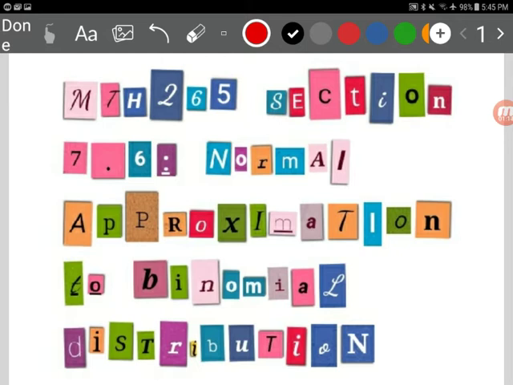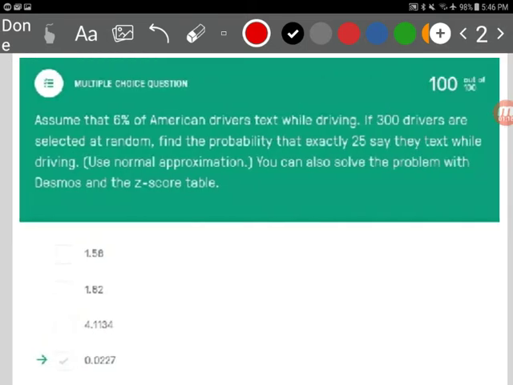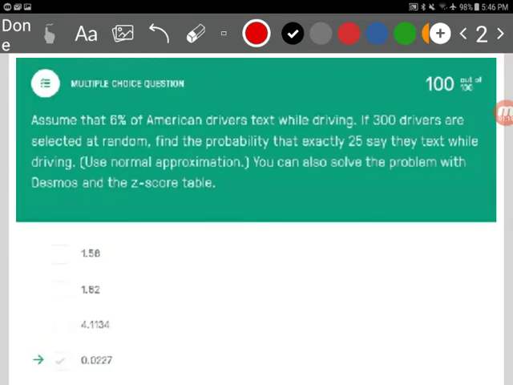In this example, I want to talk about the keyword "exactly." You have to complete the task just a little bit differently. The question says, assume that 6% of American drivers text while driving. If 300 drivers are selected at random, find the probability that exactly, it doesn't say at least or at most, exactly 25 say they text while driving. Use normal approximation, and you can also solve the problem with Desmos and the z-score table.